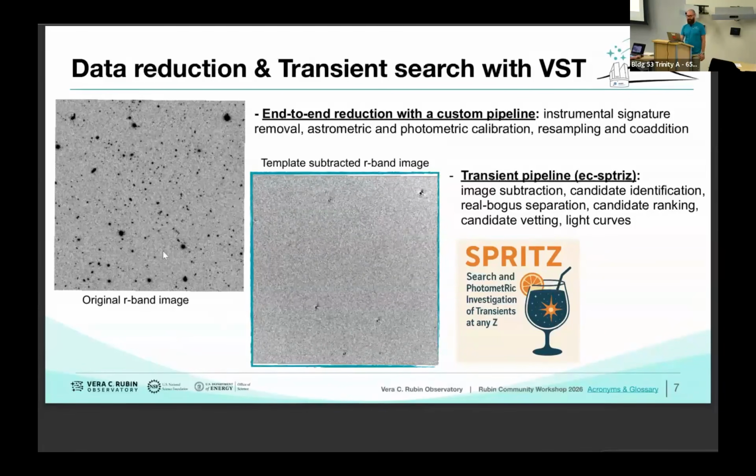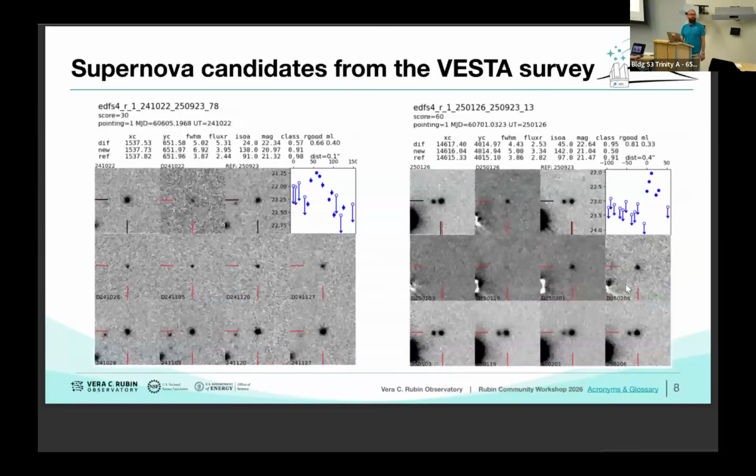You can see here an example of the coadded image that we use as a template and the subtracted image in the r band. So with our pipeline, we also do candidate identification, real-bogus separation, and candidate ranking to separate the promising ones from the possible bogus ones. And finally, we produce light curves. I can show you a few preliminary examples here.